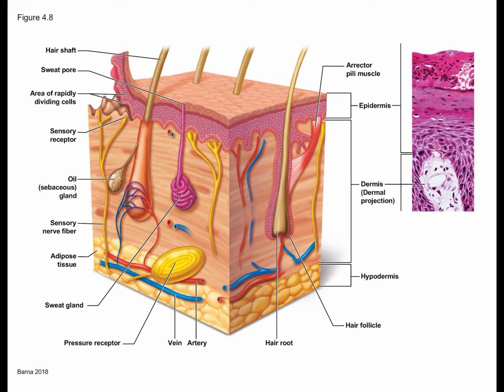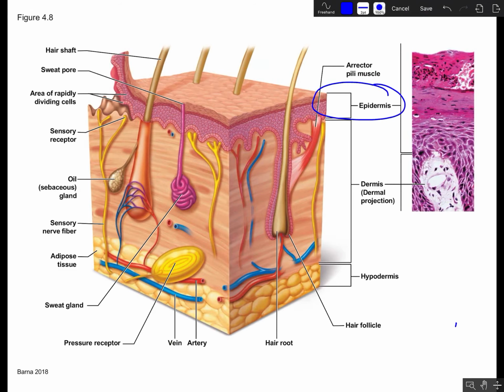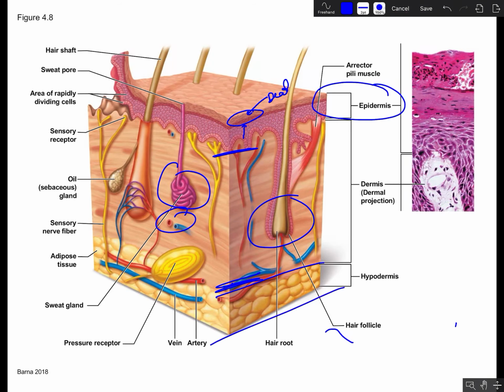So this is a nice view here showing our layers. Our outermost layer is the epidermis. You can see this sort of transition from here to here. These are the dead cells. And then looking at our dermis, it is our biggest portion right here. You've got blood vessels, you've got glands, you've got your hair follicles right here. And then our last innermost layer is our hypodermis, which is predominantly fat.